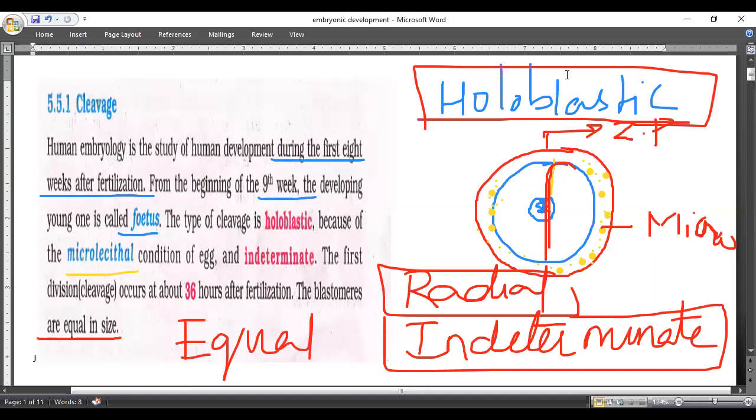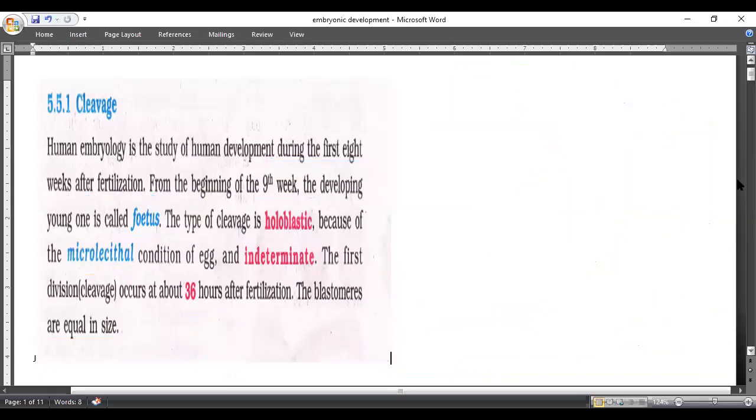We need to remember it as a microlecithal egg. Okay, so this is the condition. This is about the cleavage. Then let's move on to the next one.